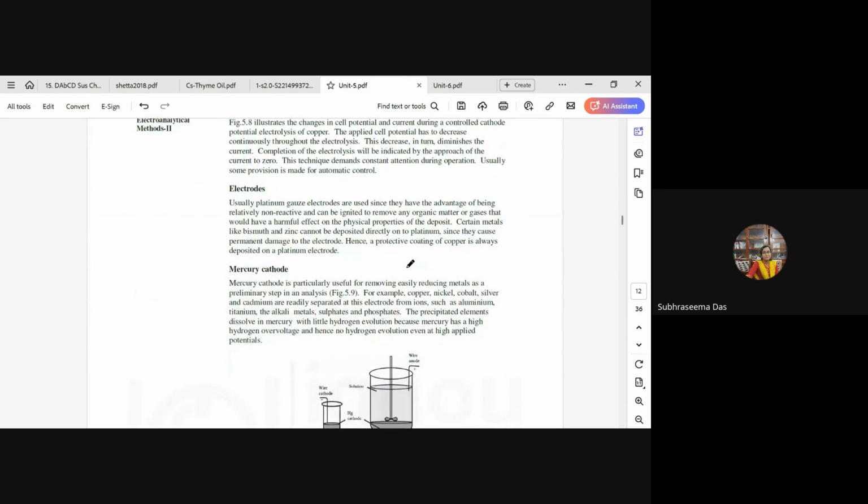For such electrolysis, the electrodes mostly used are platinum gauze electrodes, because they have the advantage of being non-reactive, and they can be ignited to remove any organic matter that has been deposited. Certain metals like bismuth and zinc cannot be deposited directly on platinum because they cause damage to the platinum electrode. Hence, a protective coating of copper is always deposited on the platinum electrode.